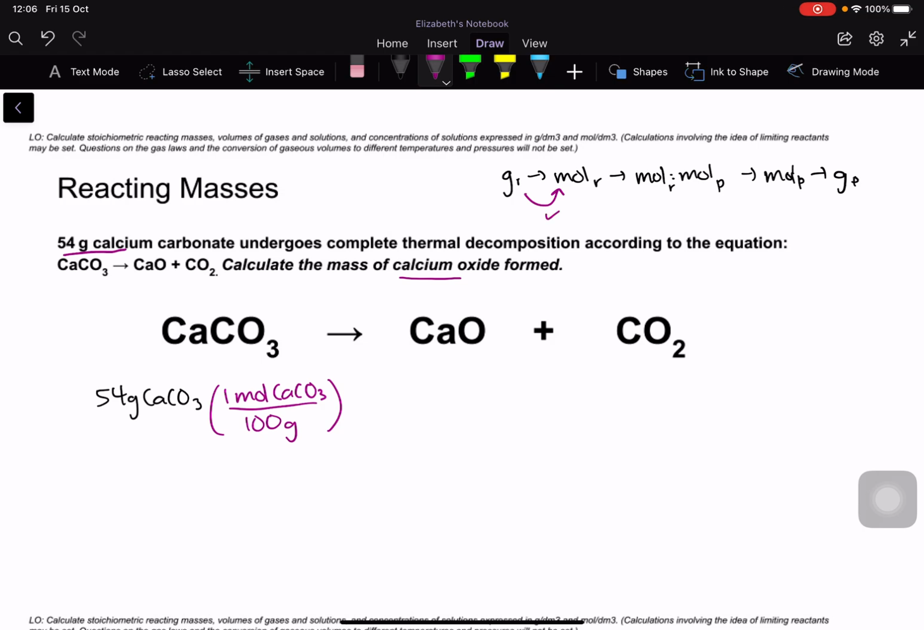The second step is we're going to use the molar ratio between the moles of reactants and the moles of products. According to this reaction, it's a 1-to-1 ratio. So for every 1 mole of calcium carbonate, we have 1 mole of calcium oxide. Great. We did our ratio, our moles of reactant to our moles of product.